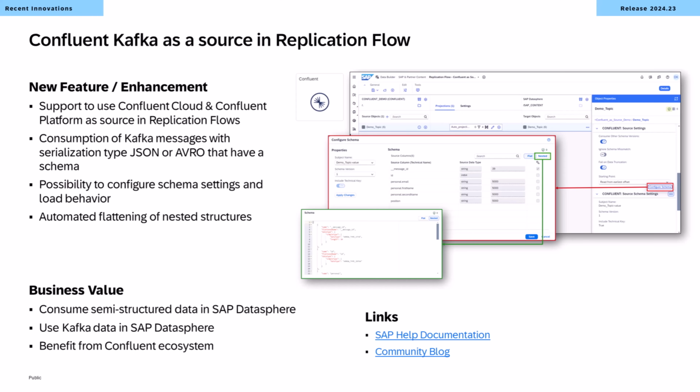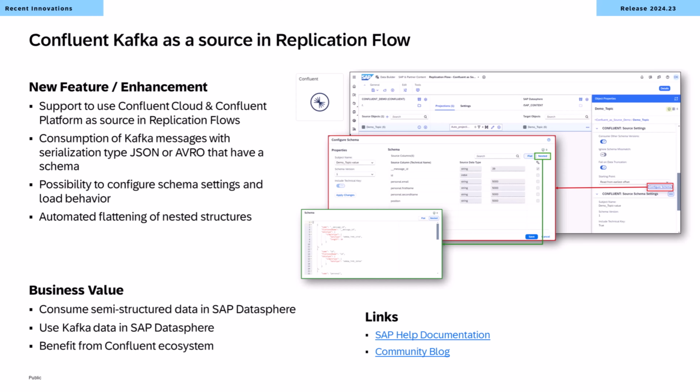There are certain possibilities to configure schema settings as well as the load behavior, since we are talking about semi-structured data in general in Kafka. And therefore, of course, if we want to load the data into Datasphere, we have to somehow translate it into a relational schema. So there are certain settings and configurations available, but we will see them in the demo system in a few seconds. There is going to be an automated flattening of nested structures. We will also see this. And maybe let's directly close the presentation and jump into the demo system.